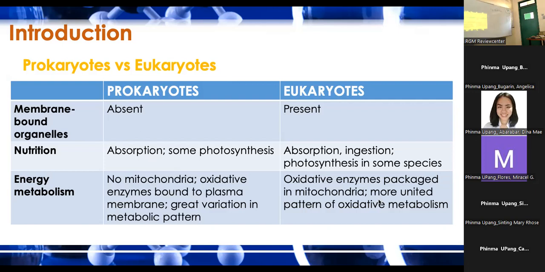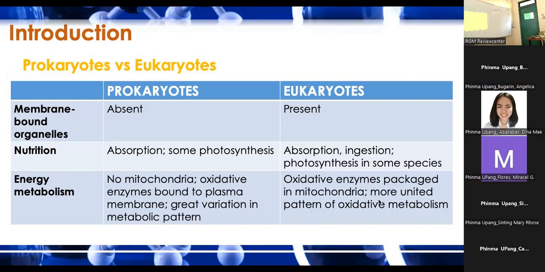Right? Okay. So next. Ito paulit-ulit ko na sinasabi: membrane-bound organelles can only be found in eukaryotes, but not in your prokaryotes. And then finally, for metabolism, remember that your prokaryotes do not have mitochondria. So, paano sila nagpo-produce ng energy? They have oxidative enzymes that are bound in their plasma membrane. So again, the oxidative enzymes of your prokaryotes are in the plasma membrane.